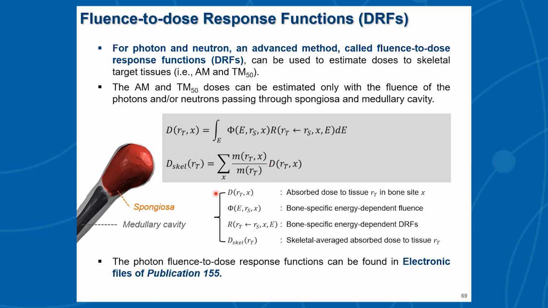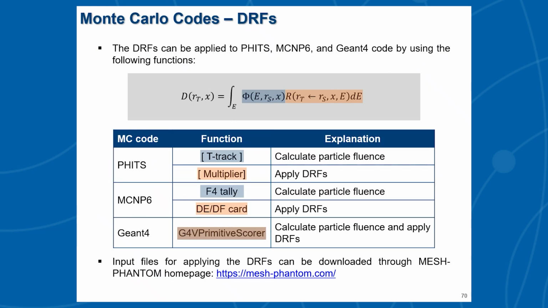The photon DRF for pediatric phantoms can be found in the electronic files of Publication 155. Then, how can you apply the DRF method to the Monte Carlo code? You can use T-track and multiplier sections for Fitch code, F4 tally and DE/DF cards for MCNP6, and G4VPrimitiveScorer for JANT4. Although the DRFs are not included in the supplemental files of Publication 156, to facilitate your application, the Hanyang University research team additionally provides the input examples for the DRF.